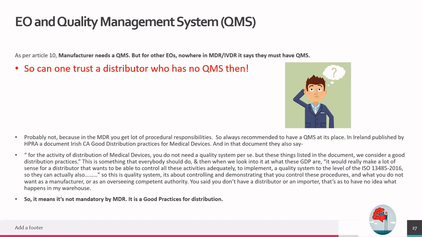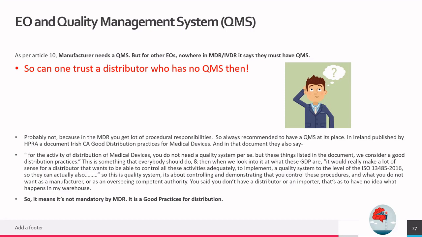Next. In this QMS, as per Article 10, the manufacturer needs a QMS. Yes, simple answer. For which economic operator needs a QMS? As per Article 10, the roles and responsibilities of the manufacturer, QMS is needed. But for other economic operators, nowhere in MDR or IVDR does it say that they must have a QMS. So does that mean that these other parties, even if they don't have a QMS, it will work? As a manufacturer myself, can I trust a distributor who has no QMS then?